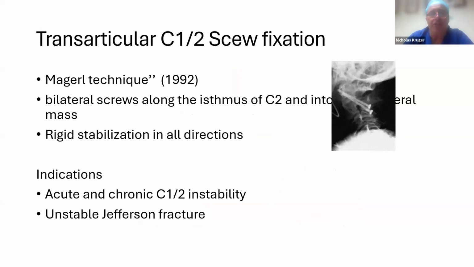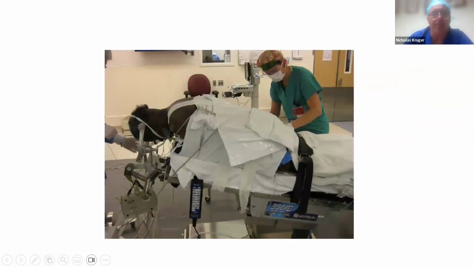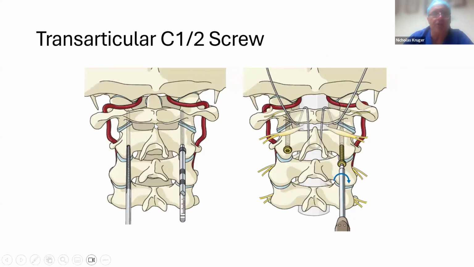Another way of fixing it, you can do a transarticular screw. The transarticular screw goes through the C2 isthmus, through the C1-2 joint into C1. You risk missing the cord by 2 mils, or missing the VA by a couple of mils. I've done a couple of those. But to do a C1-2 screw, you have to have C1 and C2 aligned. You can't use the technique to align them for you, so it's not reducible, you can't do that.